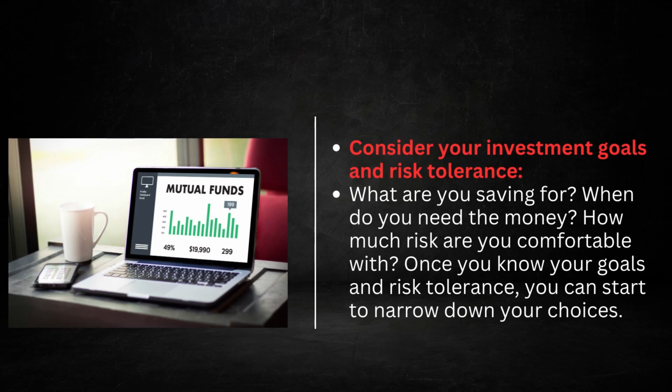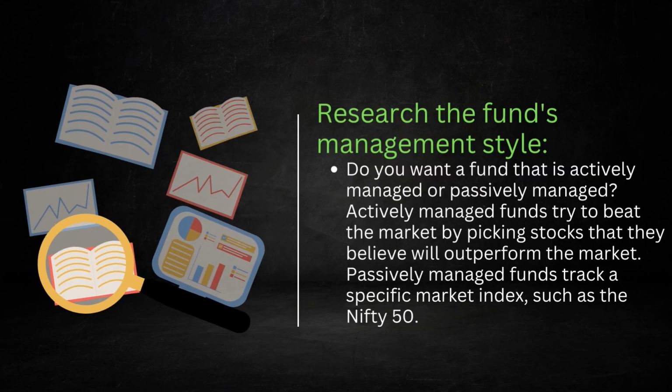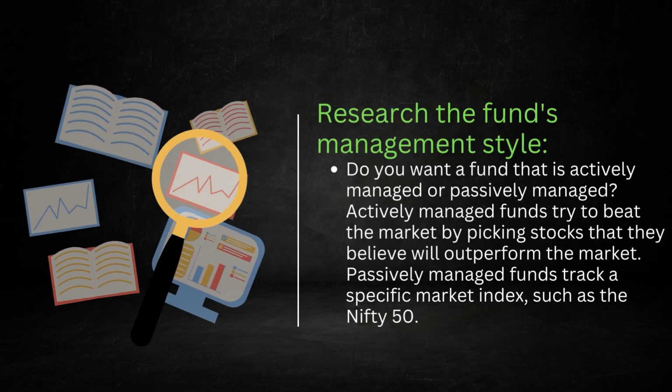and what your risk tolerance is. So you must check what you are saving for, when you need the money, and how much risk you are comfortable with. Once you're clear with your goals and your risk tolerance, you can easily start to narrow down your choices. So the second thing you must do is research the fund management style.